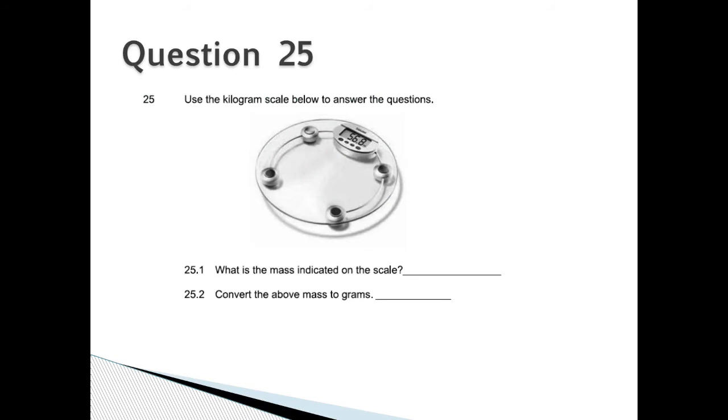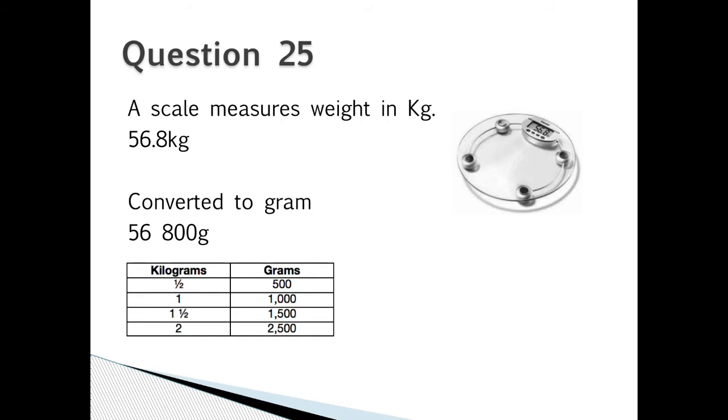Question 25. Use the kilogram scale below to answer the questions. 25.1. What is the mass indicated on the scale? And 25.2. Convert the above mass to grams. A scale measures weight in kilograms. 56.8 kgs. Converted to grams, it's 56,800 grams.